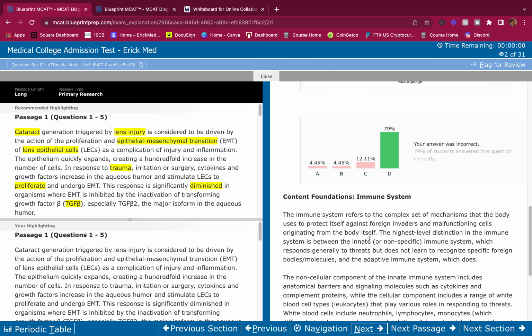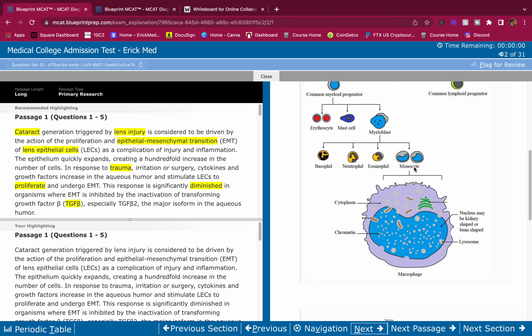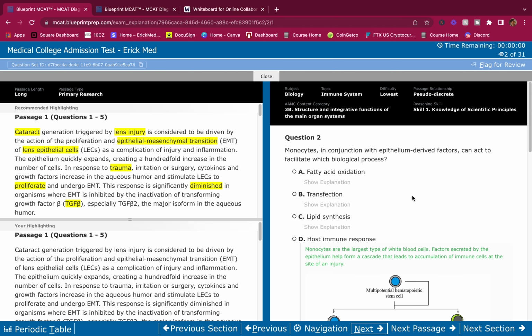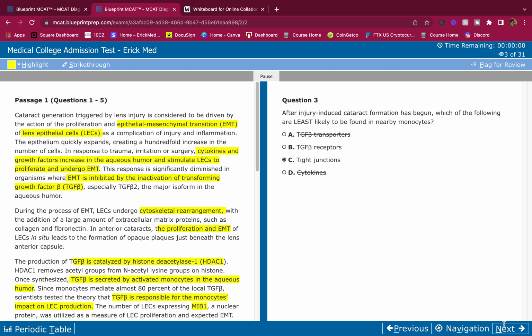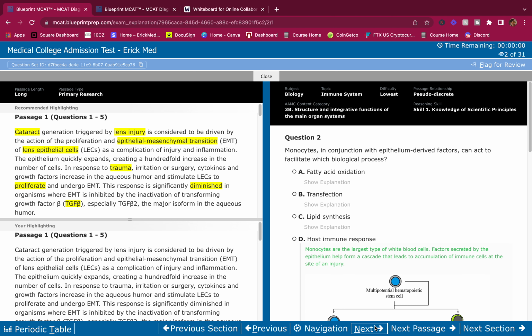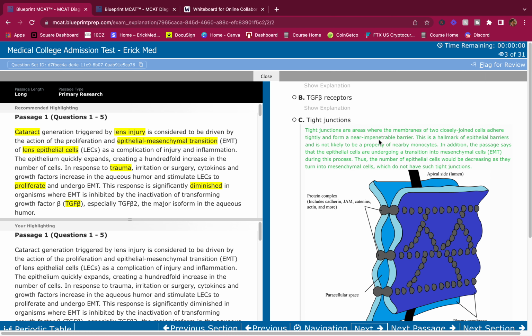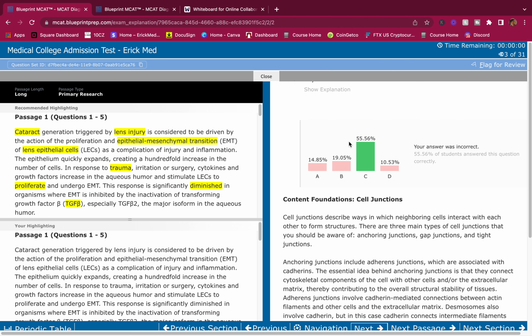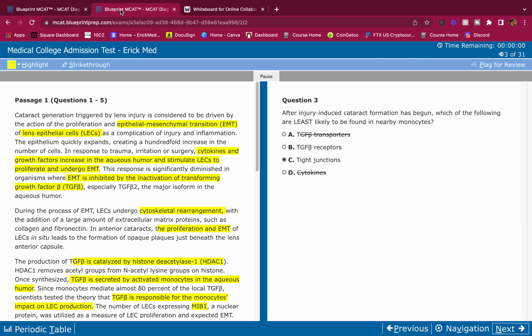Remember, these monocytes can differentiate into macrophages. Question 3, tight junctions. Here it is. We got it correct again. Confident in my answer choices. That's the explanation if you guys would like.